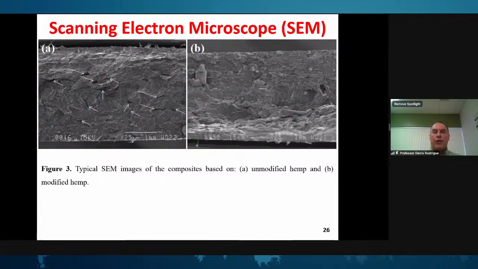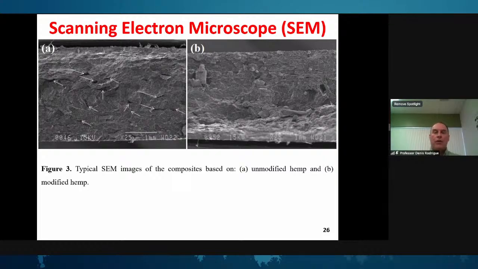So again, here we see some standard SEM images on the left without surface modification. So you see a lot of holes and fibers that were pulled out when you do these types of analysis. And on the right side, you see a very smooth surface and, let's say, less defects in the system, because now you have better compatibility between the treated fiber and the matrix.